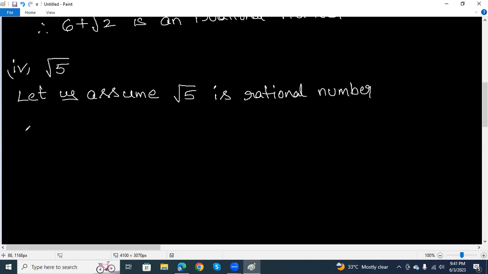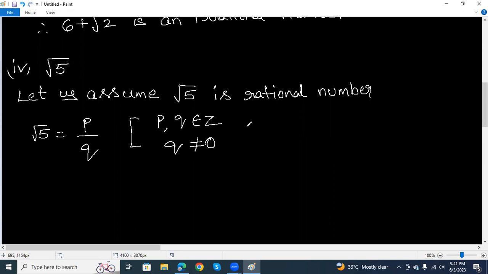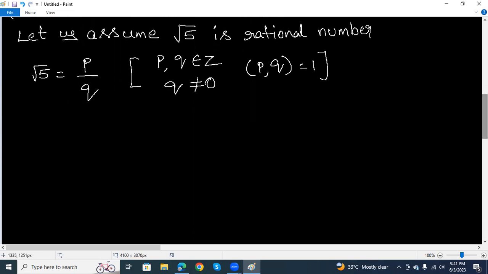So if it is a rational number, it will be in the form of p by q, right? So root 5 is equal to p by q. Give the definition: p and q belong to the integers, q should not be equal to 0, and HCF of p and q is 1. P and q have HCF 1. They both are co-primes. Okay.